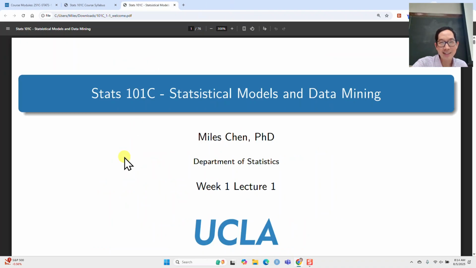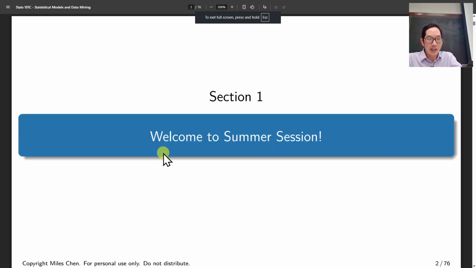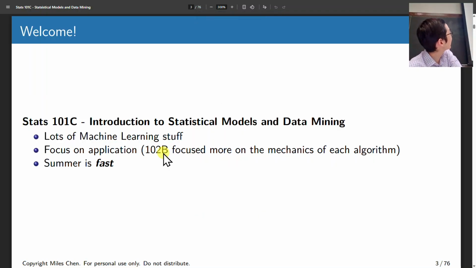All right, let's talk about statistical models. I can't even spell it here. Okay, let's get into this. What did I write? Welcome to summer session. Okay, so a few other things. This is going to be focused on application, lots of machine learning.